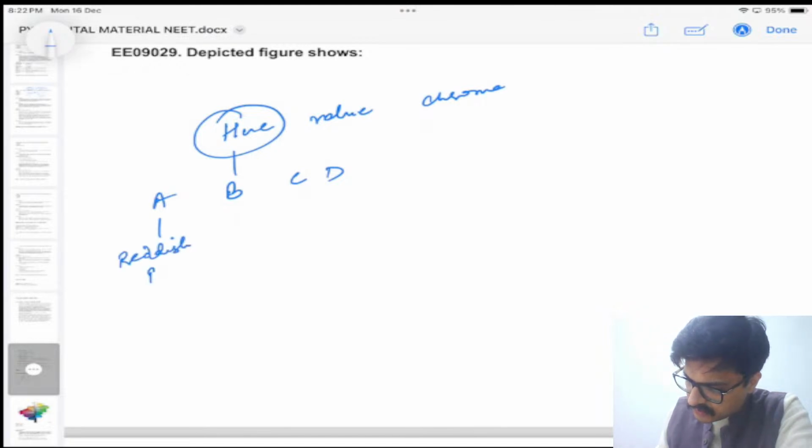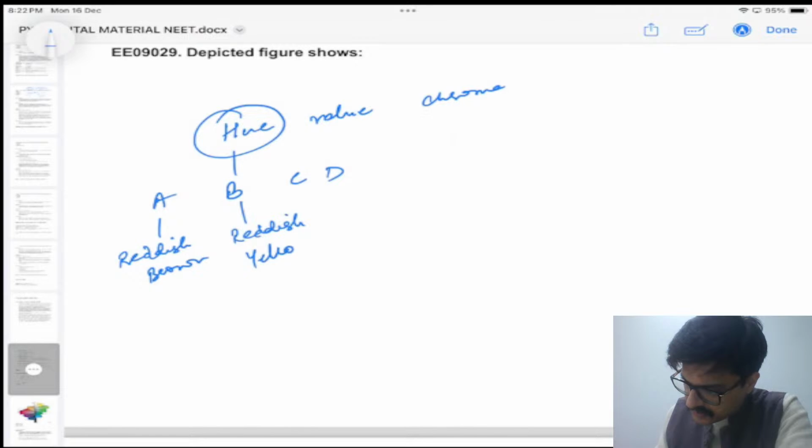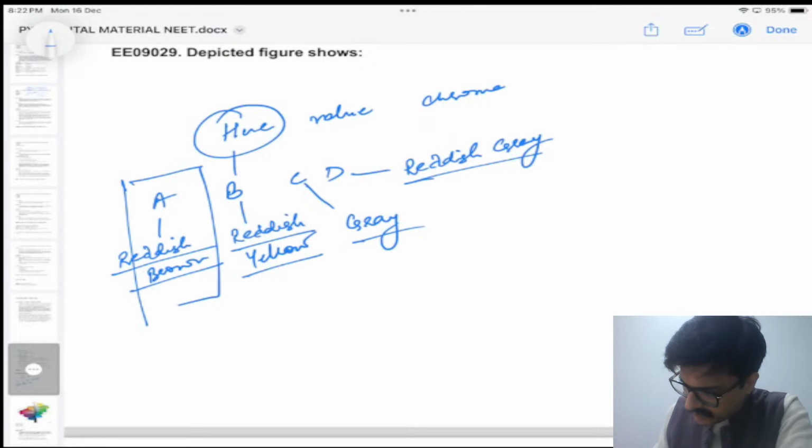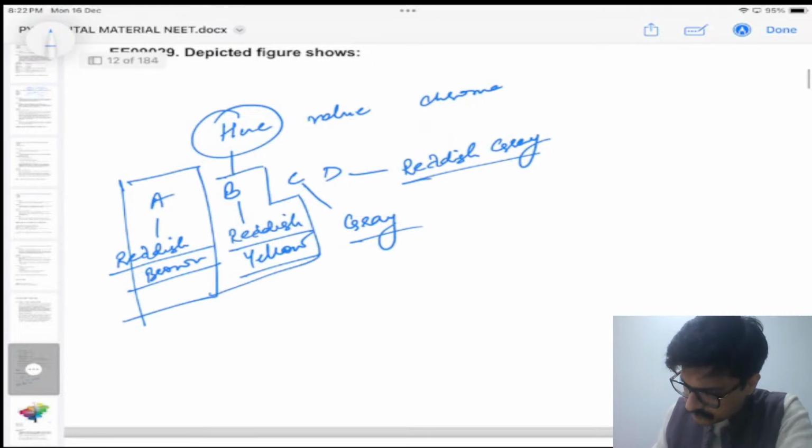Reddish brown. B represents reddish yellowish. C represents simply gray. D represents reddish gray. So we'll have to memorize this, guys. The examiners are trying to ask more and more questions from shade selection. So I would want you to memorize at least this, right?